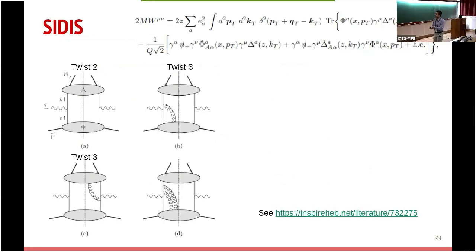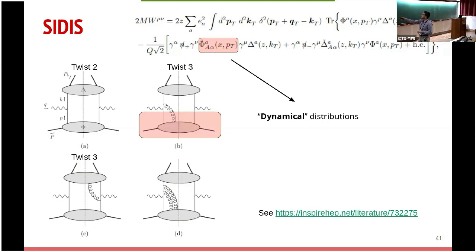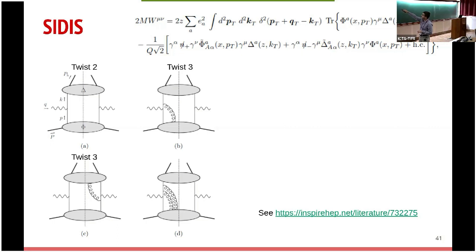Okay, so this is what happens to the SIDIS cross-section if you work at twist 3. The hadronic tensor that we considered before was only the first part here. So you had the delta function connecting the measured transverse momentum and the transverse momentum in the target and in the hadronization part. And we only had the trace of the phi and delta correlators, which is this diagram here in the top left corner. So this is the twist 2 contribution.